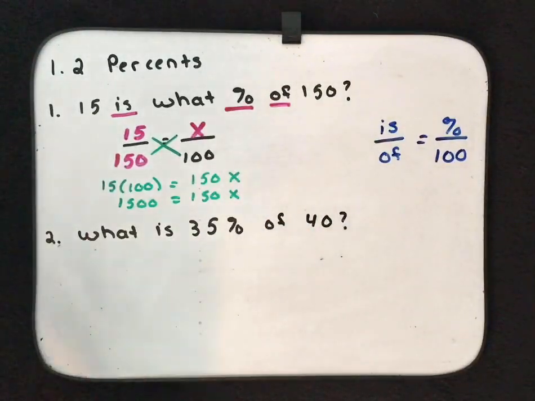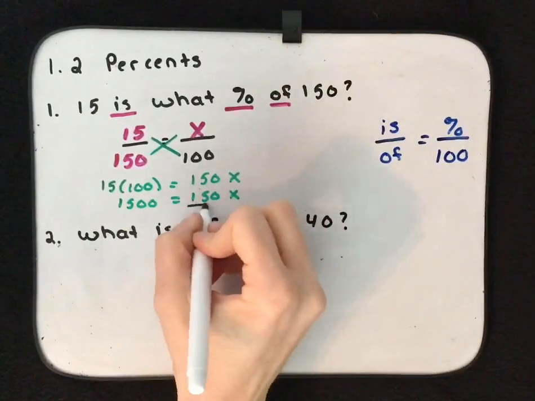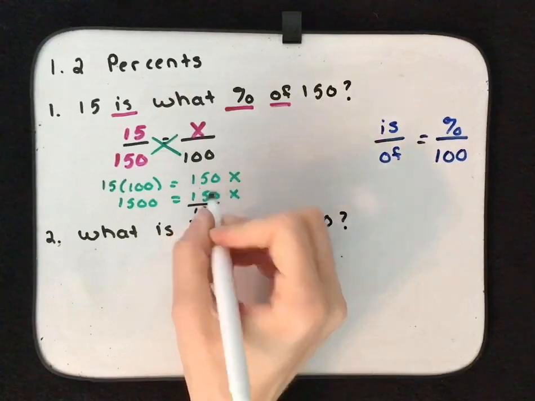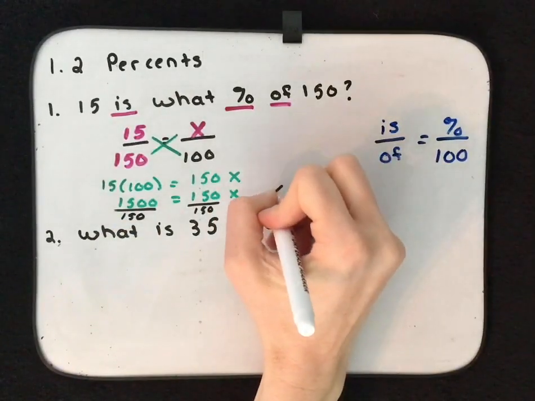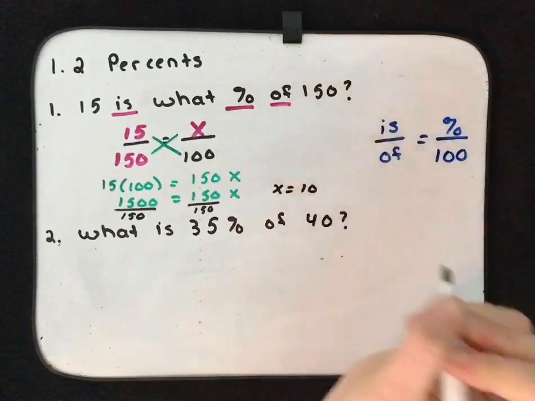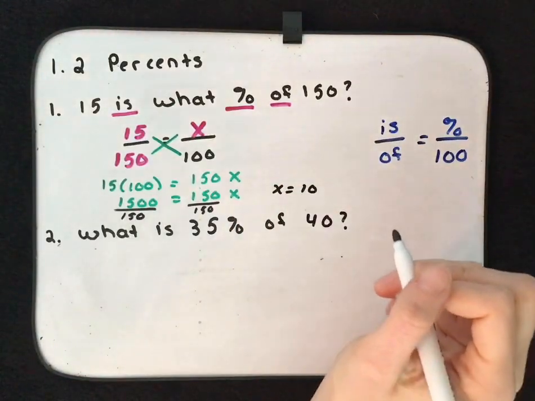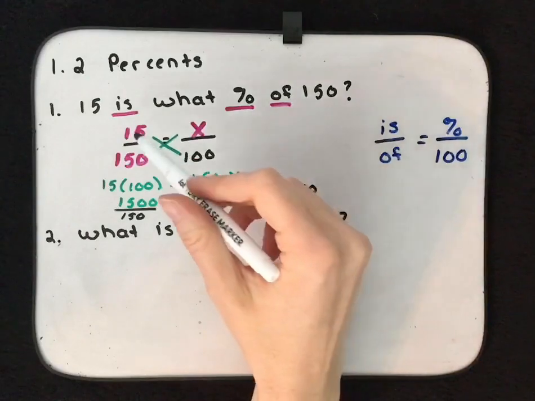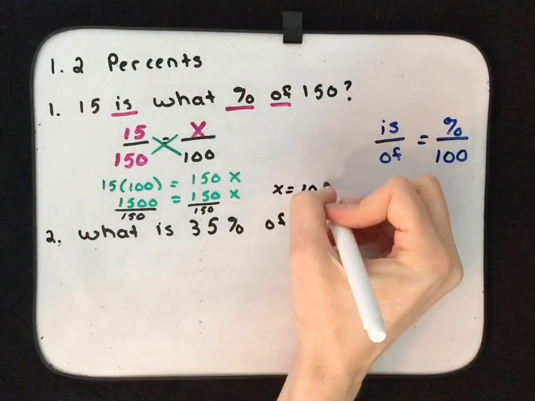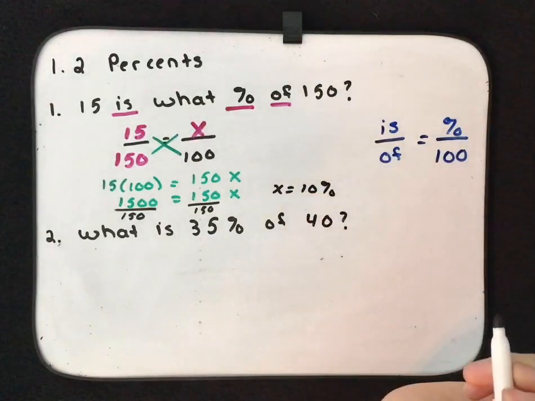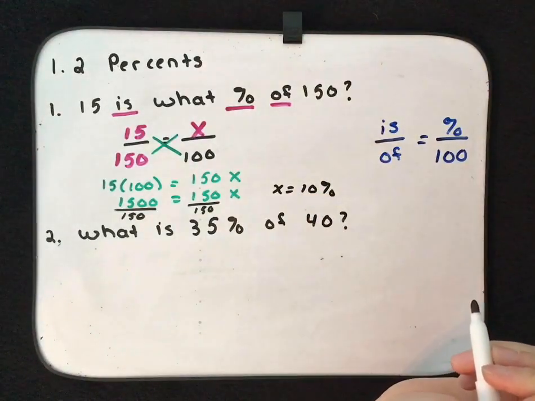Then just like we've been doing, we want to get x by itself, so we divide by 150, divide by 150, and we're left with x equals 10. So what does that mean? Well, that means that 15 is 10% of 150. Let's throw a percent on there so that we have our units. All right, let's try again.